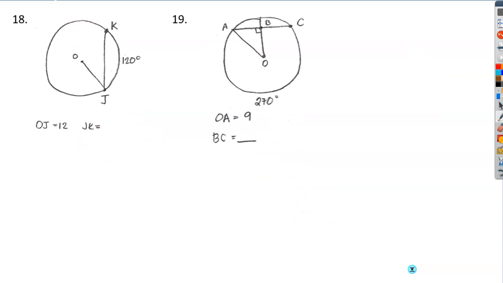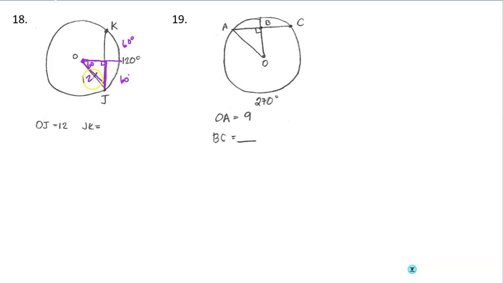We've got, in this picture, that OJ is 12. They want JK. So you're going to have to make your own little one that's perpendicular. And then what that's going to do is split this into 60 degrees and 60 degrees for the arc. And remember, if this is 60, that makes the central angle 60.